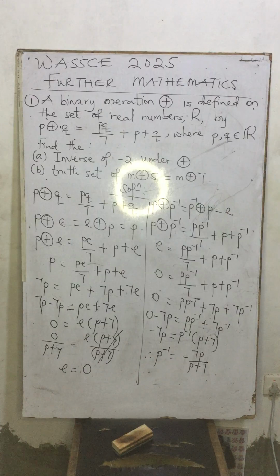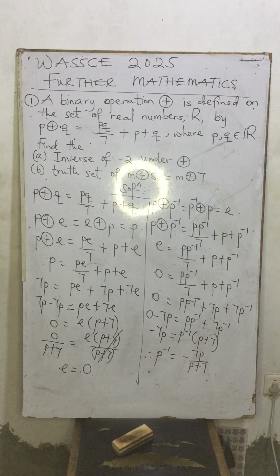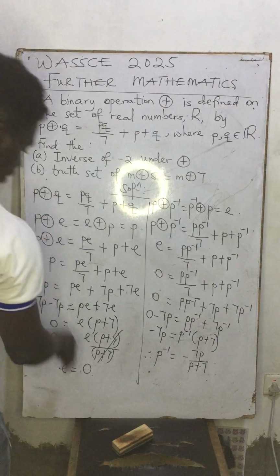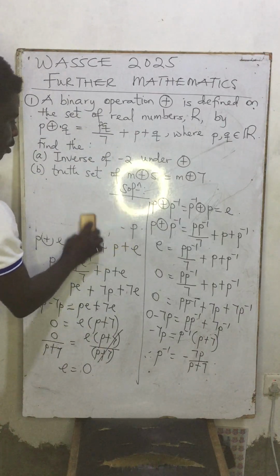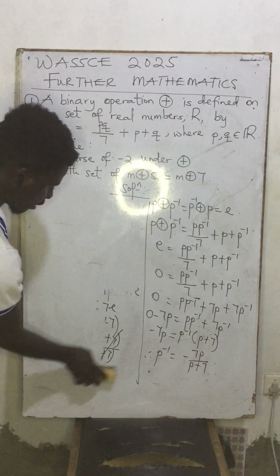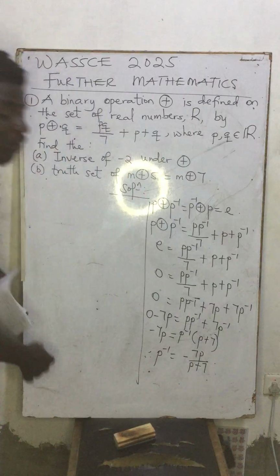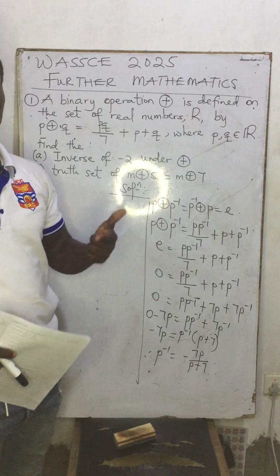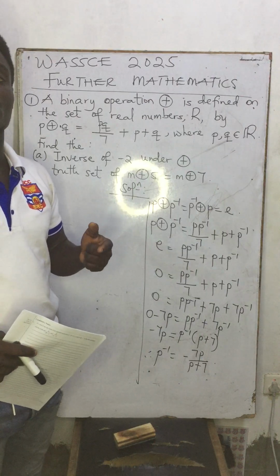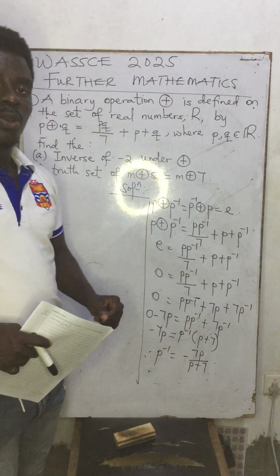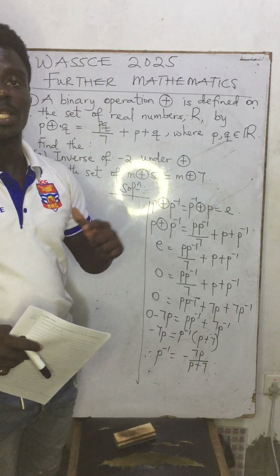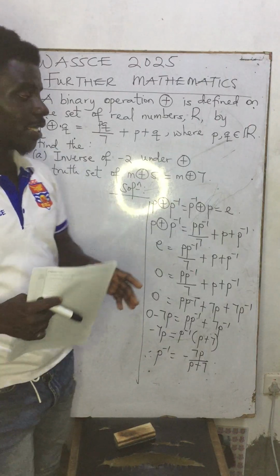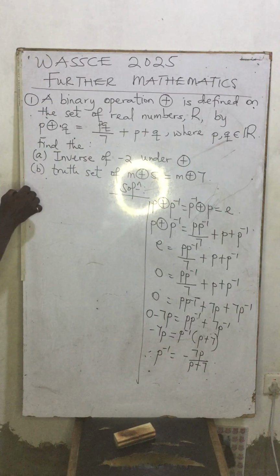Now we need to find the A part, which is the inverse of negative 2 under the operation. So the inverse of negative 2. Now to find the inverse of negative 2 under the operation, we need to substitute negative 2 into the relation we have for P inverse. So which means that wherever we see P, we substitute in -2. So that's the A part.